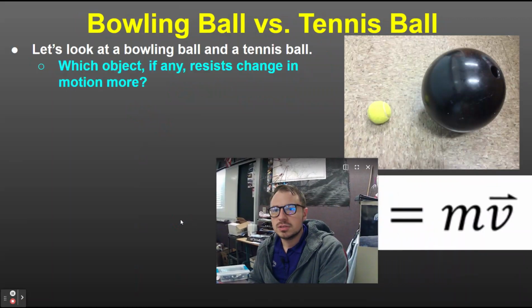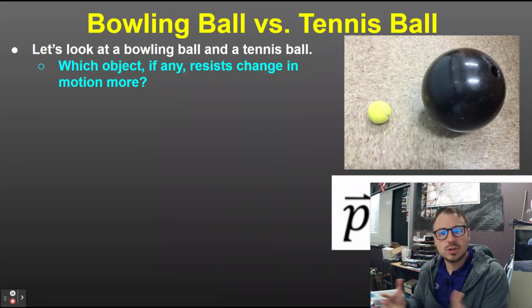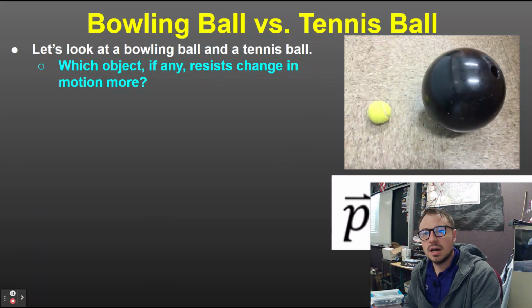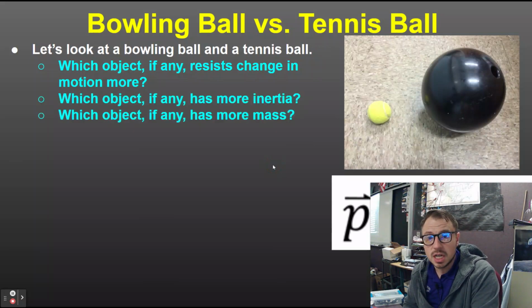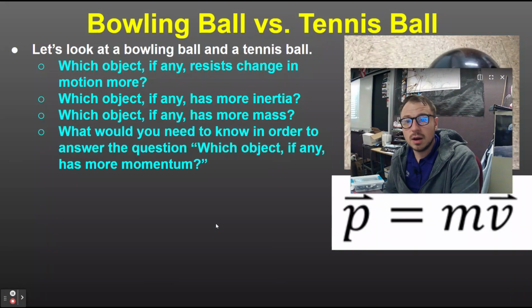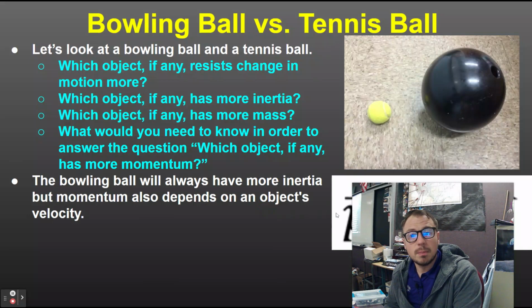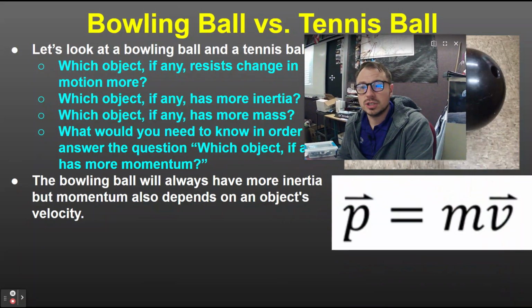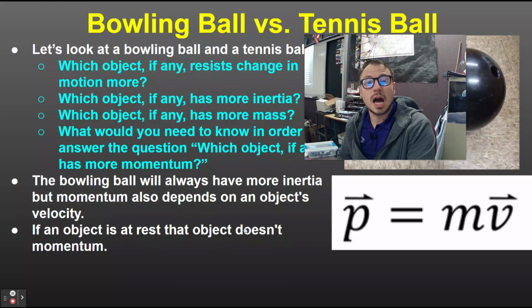So if we look at these, right, which object resists change in motion more? It's going to be the bowling ball. If you toss the bowling ball around, you're going to feel that resistance. Now, resistance to change in motion is inertia, so that bowling ball has more inertia. And mass is the measurement of inertia, so that bowling ball has more mass. Now, what would you need in order to know the answer to the question, which object has more momentum? The bowling ball will always have more inertia, but momentum also depends on the object's velocity.